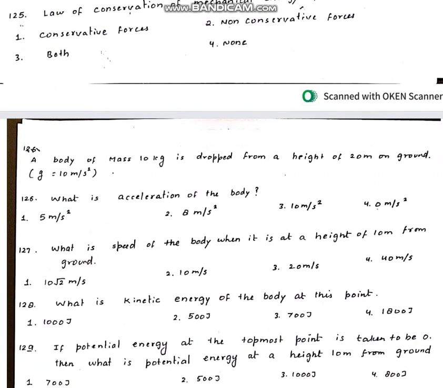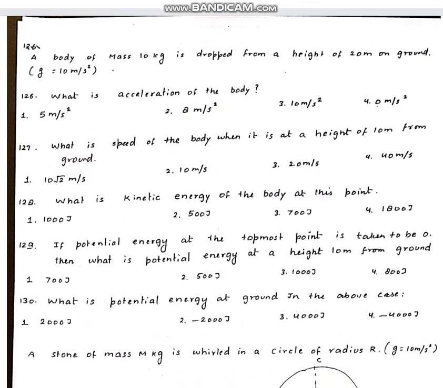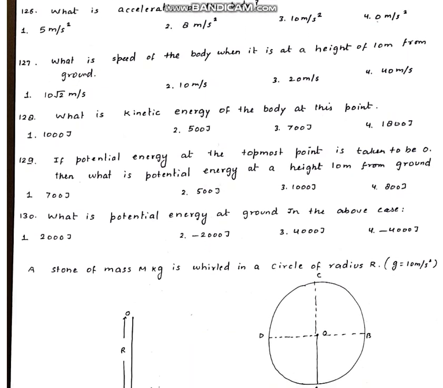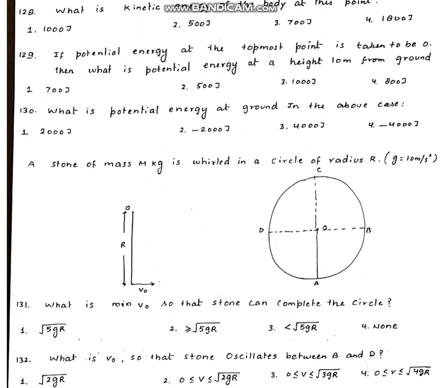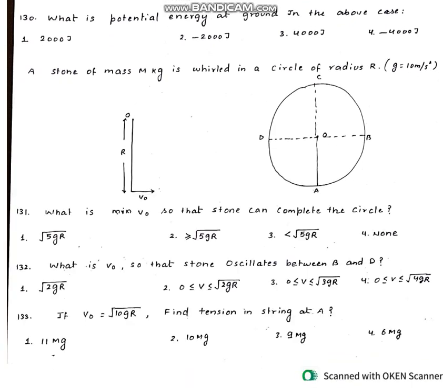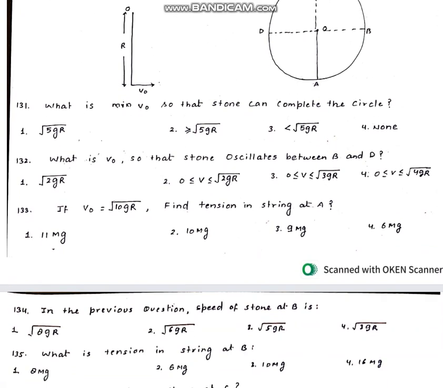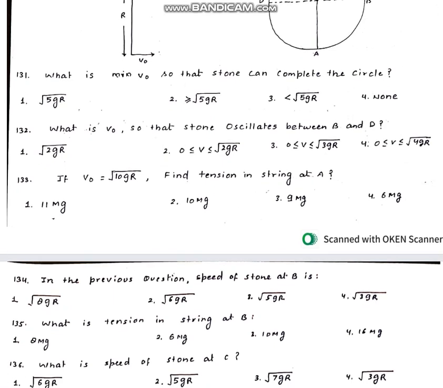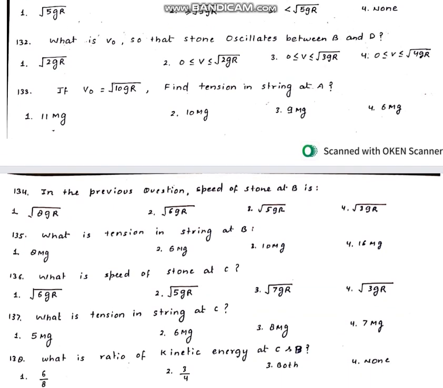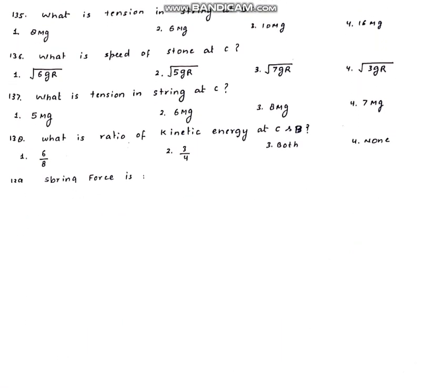There is a numerical based on that, and we need to find its acceleration, speed, kinetic energy, potential energy. Then we have a problem based on circular motion. We need to find the minimum speed for completing the circle, then for oscillations. Then we need to find tension at different points, then speed at different points.